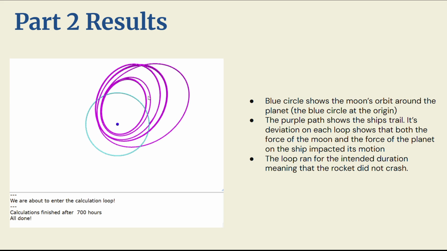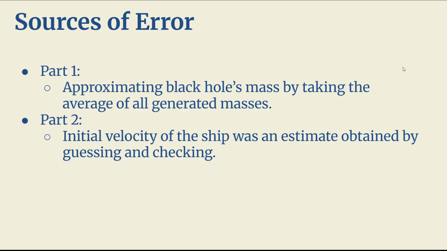Part 2 resulted in this orbit where the purple path shows the ship's trail. Its deviation from a normal orbit shows that there are multiple forces acting on it. The blue circle shows the moon's orbit around the planet. The loop ran for the intended duration, meaning the rocket did not crash.